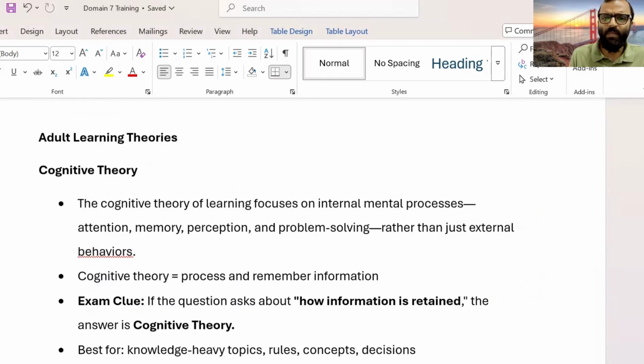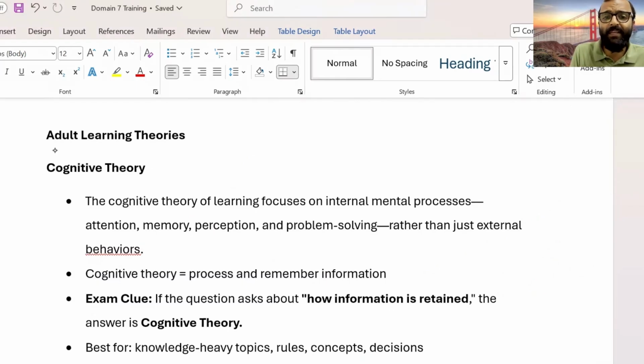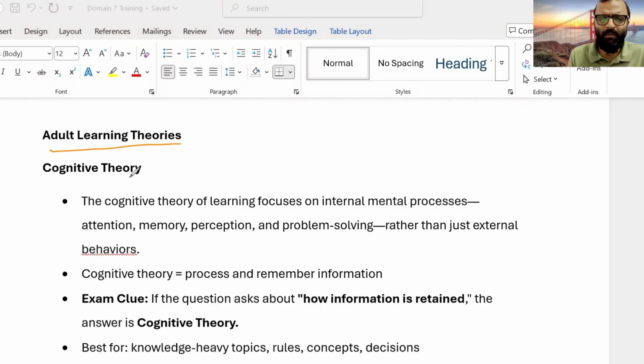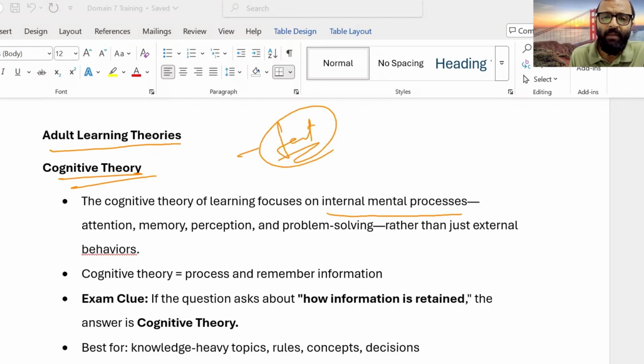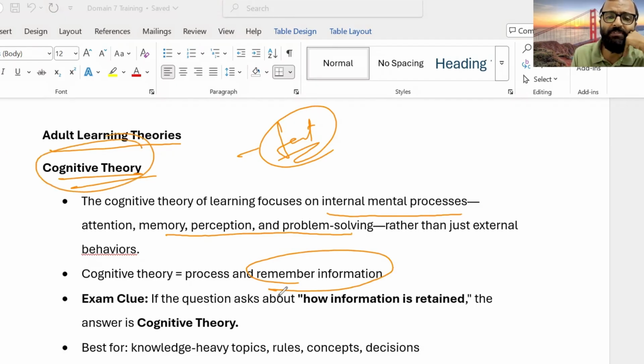Now, there are adult learning theories, certain theories are there. And after this, we will be understanding the previous year's question paper. Now, cognitive theory of learning focuses on internal mental processes. That means you are understanding the fact, like memory, perception, problem solving rather than external behavior. Cognitive means what? Remembering information, understanding the fact. That is cognitive theory. That means if the question is asking how information is retained, the answer is cognitive theory. That means how you are memorizing things, that is cognitive theory.